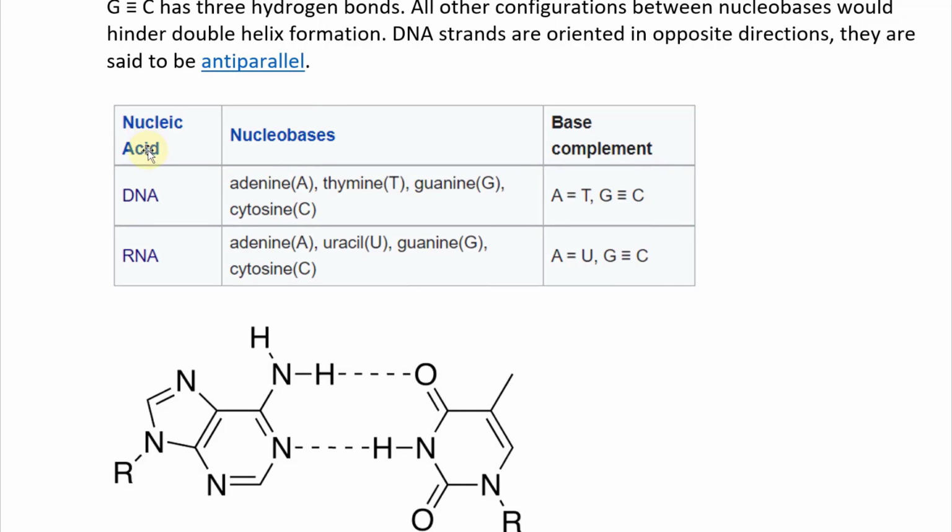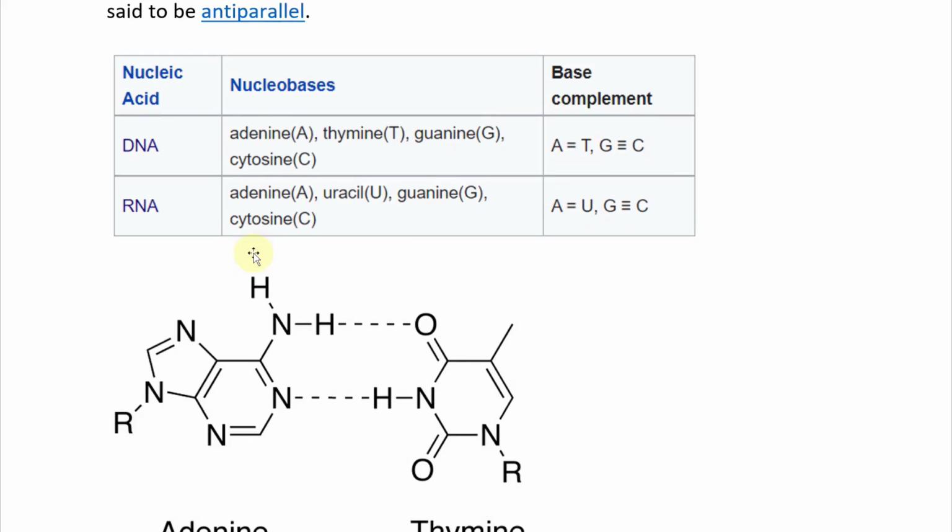So here we have nucleic acid, so DNA and RNA. The nucleobases are A, T, G, C. And then in RNA you have A, and replace the T with U, and then G and C. And then the base complements are AT. A connects to T, and then G connects to C there. Here we have AU, and then this is GC, and these are triple hydrogen bond for GC, but then A to T and A to U are double hydrogen bond.